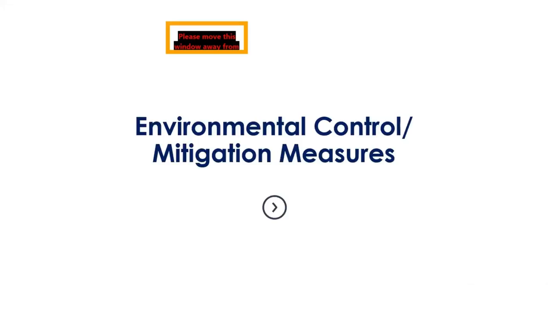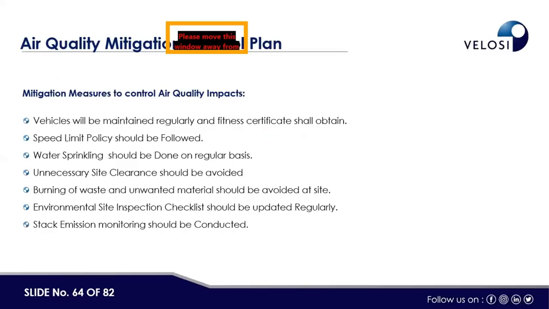So now we are going to the environmental control and mitigation measures, or the control plans. These were the minimum control plans that we have developed for this particular project, merging both CMP and the OEMP. First one is the air quality mitigation and control plan. We have developed that the vehicles will be maintained regularly, a speed limit will apply, and water sprinkling should be done on a regular basis. Unnecessary site clearance should be avoided. Burning of waste is avoided. The environmental site inspection checklist should be updated regularly, and stack emission monitoring should be conducted.